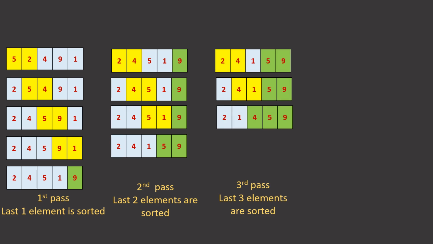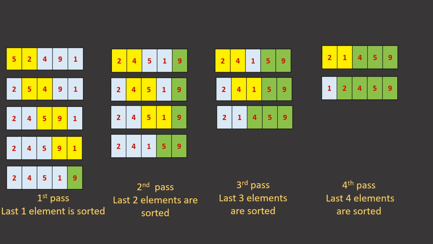Now we'll go for doing the third pass, in which the first three elements have to be sorted. So 2 and 4 will be compared, no need to swap them. Then 4 and 1 have to be compared and swapped. And now your list becomes 2, 1, 4, 5, 9. So at the end of the third pass, you can see your last three elements are sorted in their proper position.